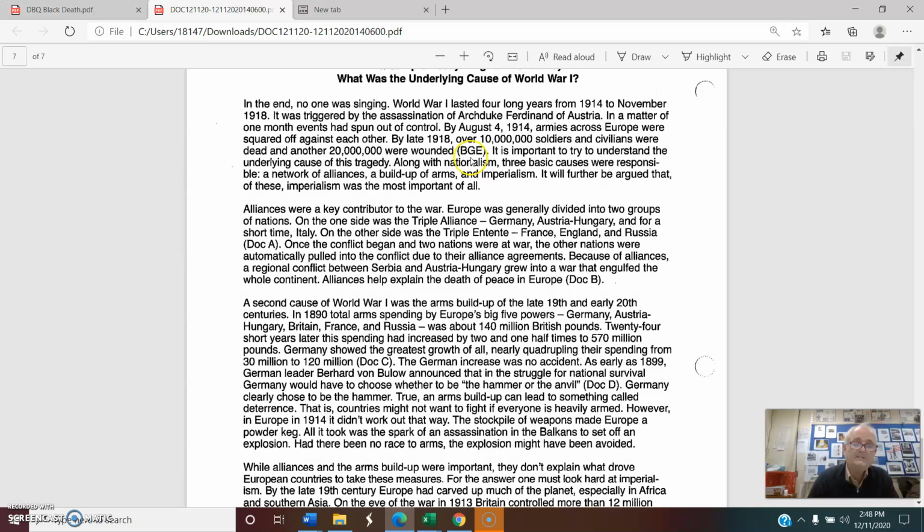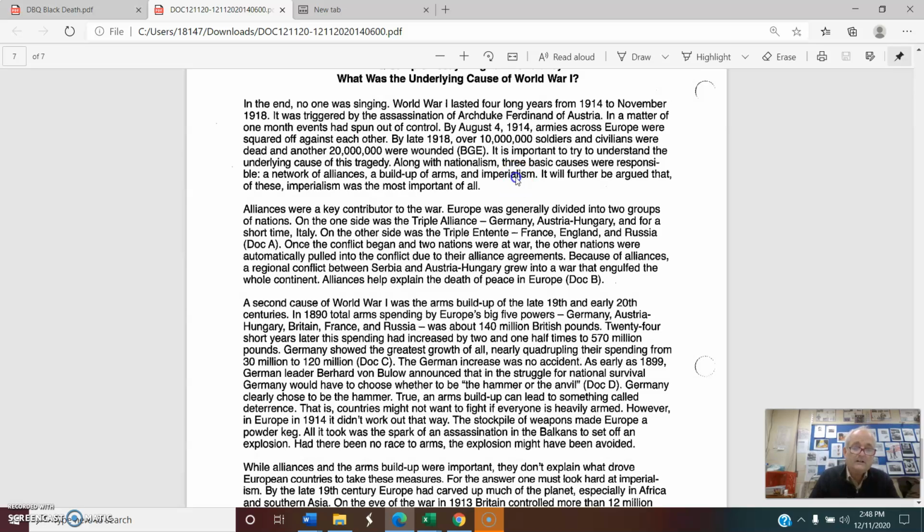Now, you notice that the letters stand for the different documents that were being used. They're citing evidence. It is important to try to understand the underlying cause of this tragedy. Along with nationalism, 3 basic causes were responsible: a network of alliances, a buildup of arms, and imperialism. It will further be argued that imperialism was the most important of all. So you see their thesis is right here. The underlying cause of this tragedy: nationalism, a network of alliances, a buildup of arms, and imperialism. So they're going to explain and use evidence.